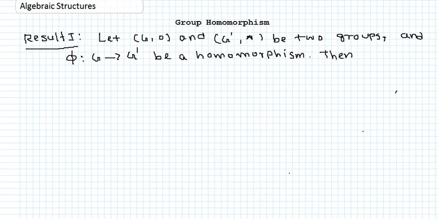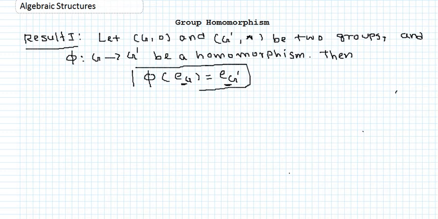It says that the identity element of the group G always goes to the identity element of G dash. So the identity element of one group always maps to the identity element of another group. This is a very important result in the chapter of group homomorphism. So let me quickly give you the proof of this result.